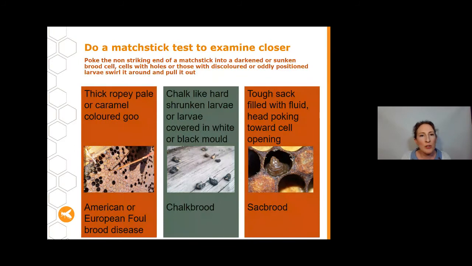Now, when we have a closer look, grab your little matchstick and, in any of the cells that you're a little bit suspect about that have any of those signs of disease, poke it in those cells and see what comes out when you pull the matchstick out. I'm going to talk about the diseases in a little more detail in a moment, but I'm just going to give you an overview now of what you might see when you pull that matchstick out. You might have a thick, ropey, pale or caramel coloured goo, and this is a sign that you might have American or European foulbrood disease.